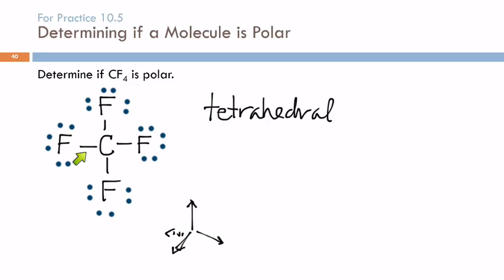So this is a tetrahedral molecule. But each of these is the same length, right? Because they're all carbon-fluorine bonds. These bonds are polar. Fluorine is very electronegative. It's pulling the electrons. So you've got 4 guys pulling on this carbon, pulling the electrons. But they're pulling in directions that cancel out. Okay? Does that make sense?